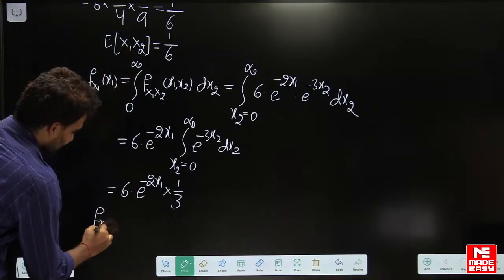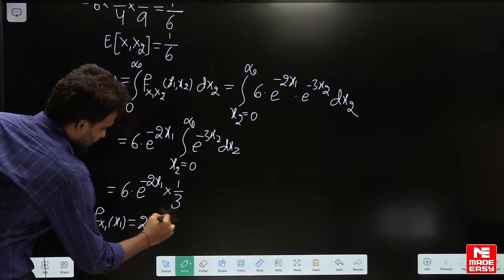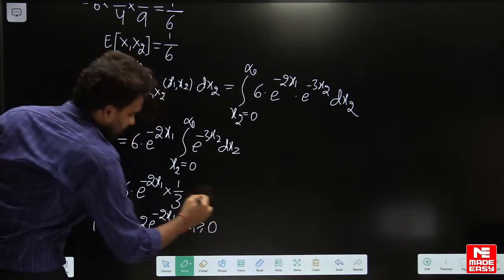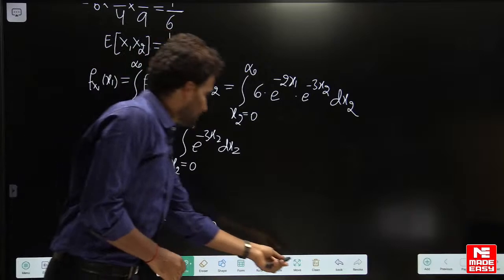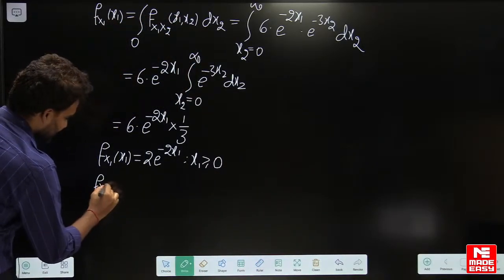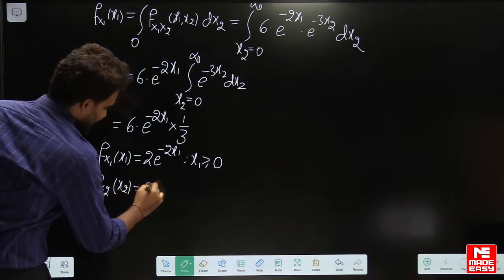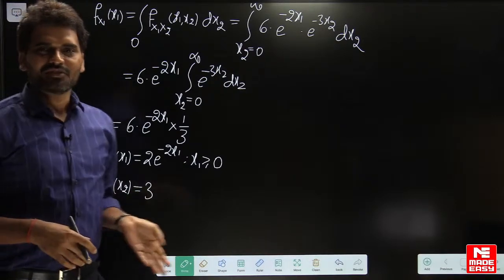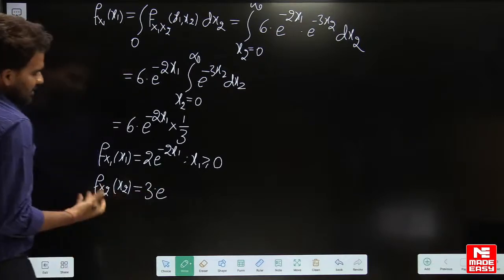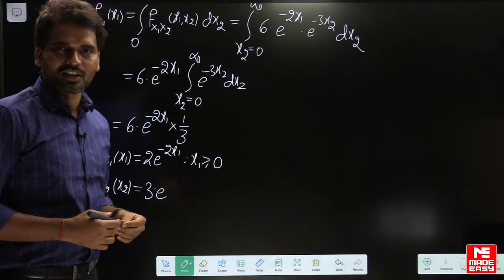So the density function of x1, you will get 2 times 2 e power minus 2x1 for x1 greater than or equal to 0. Similarly, you can find the density function of x2 also. This is fx2 of x2 equals, I'm giving this as homework, you can do it. This is 3 times 2. How I calculated the density function of x1, similarly you can find the density function of x2 also.